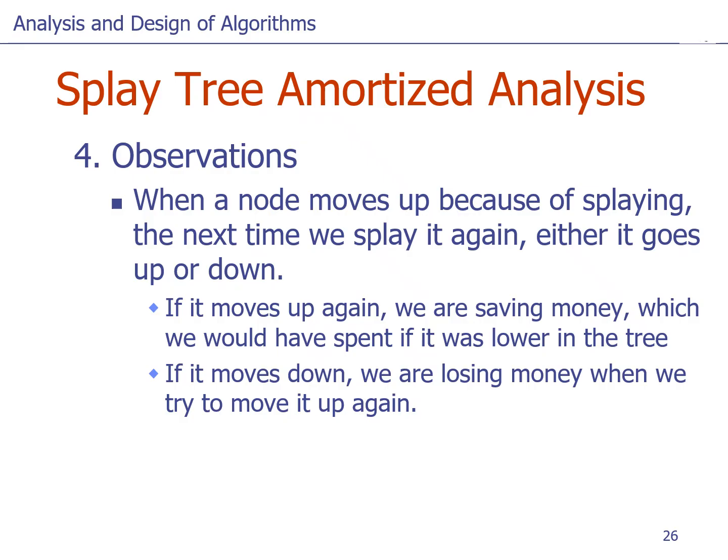Okay? So the rule is, if a node moves up, we're saving money because we're not going to pay for splaying it, or when we want to push it even further up, we will not pay money because we already pushed it up. And if it moves down, we're losing money because we will need later on to bring it up, and that costs money. So here the saving is how close the node is to the root. The closer it is to the root, the more we're saving.